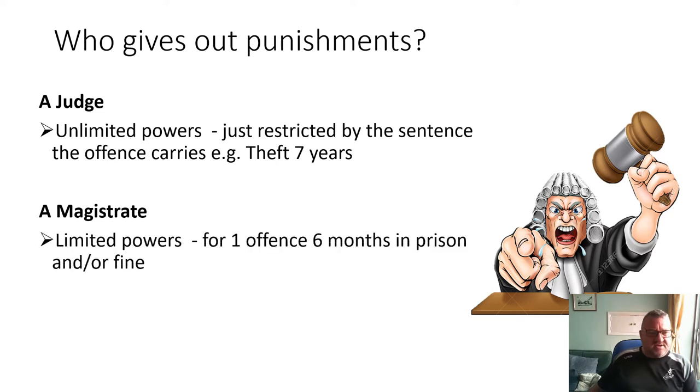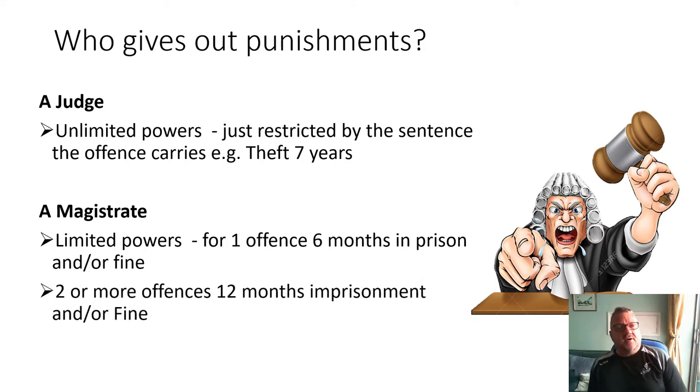Magistrates, on the other hand, have limited powers. For one offence, they can only give 6 months maximum prison or a fine, or for two or more offences, 12 months maximum prison or a fine. Remember, magistrates' courts try summary or either way offences, and Crown courts try indictable or either way offences.